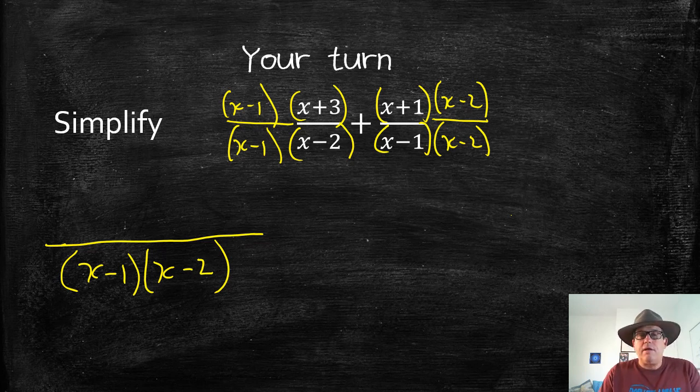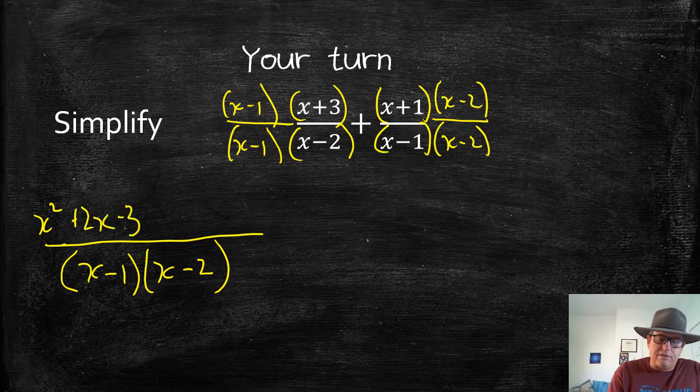So up top, again, do not expand the denominators. I'm going to expand the numerators though. So up top, x times x is x squared, and minus 1x plus 3x is plus 2x. Minus 1 times 3 is minus 3. All right, that takes care of this expansion here.